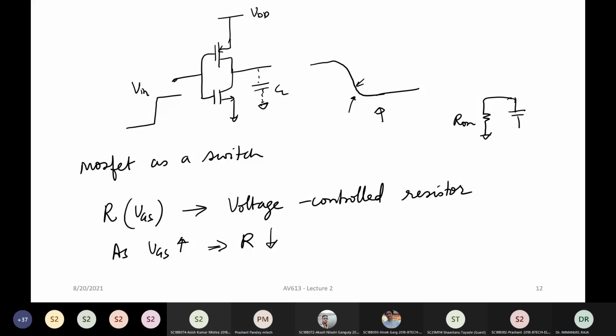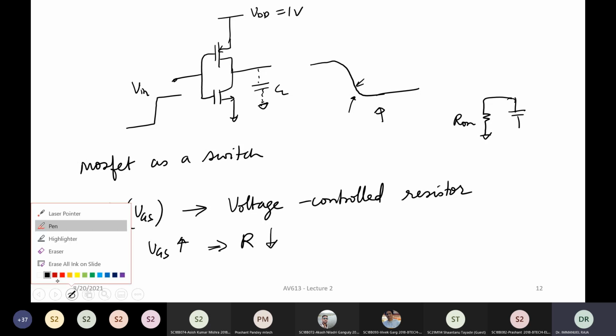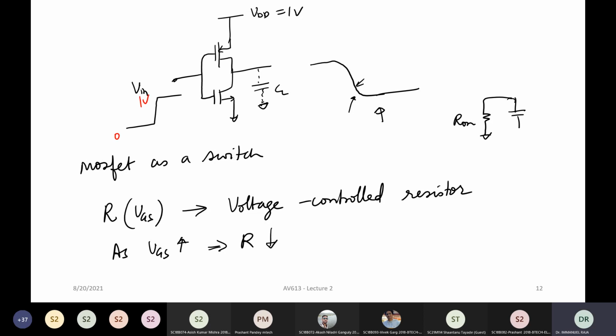Actually, no, you will operate it in cutoff or in linear region. I'll show you why. Let's say your VDD is 1 volt. VDD is 1 volt for all the deep submicron processors. I think from 45 nanometer onwards, the supply voltage is 1 volt. 45, 28, 22, 16 nanometer, 14 nanometer, and all that, the supply voltage is 1 volt. So let us say this voltage is 0 and it goes to 1 volt.